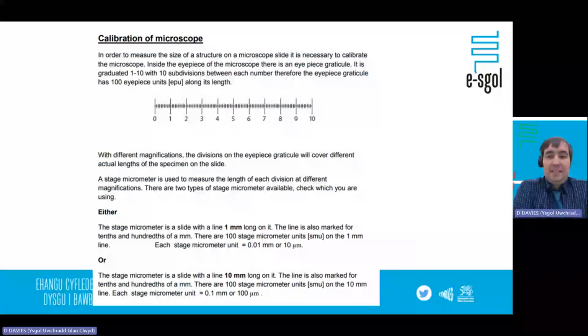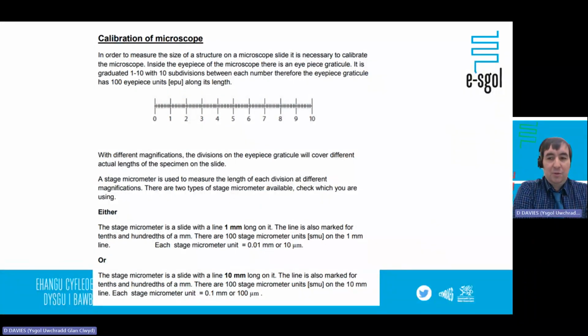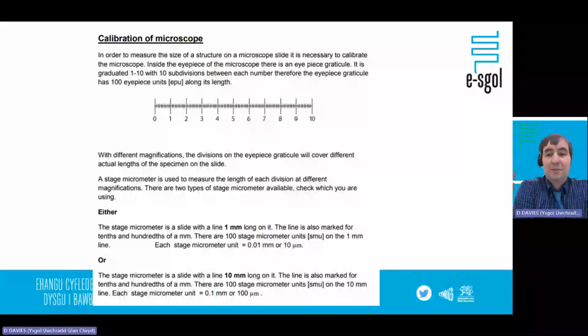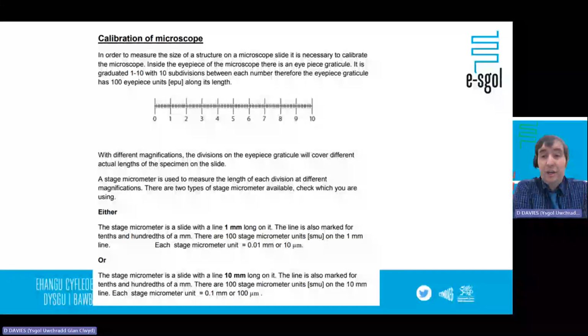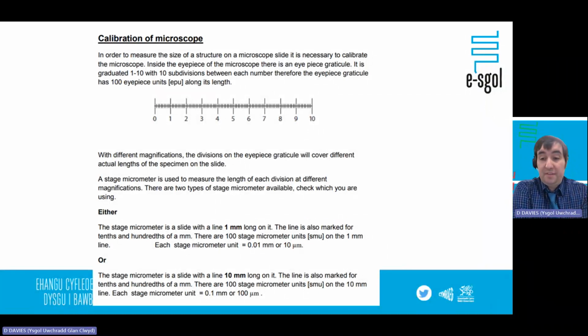This is the thing that students sometimes have a problem with: calibrating the microscope. Your microscope in school will have about 3 objective lenses. Each of the divisions in the eyepiece is going to be worth a different amount depending on what the objective lens is. So we'll go through this step by step.